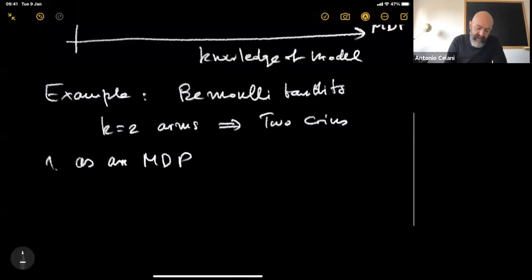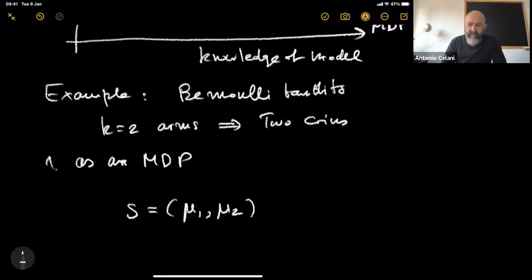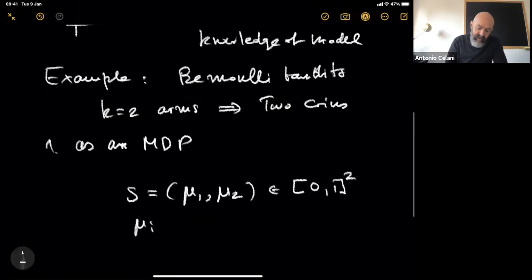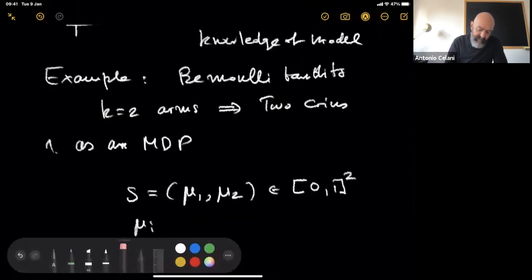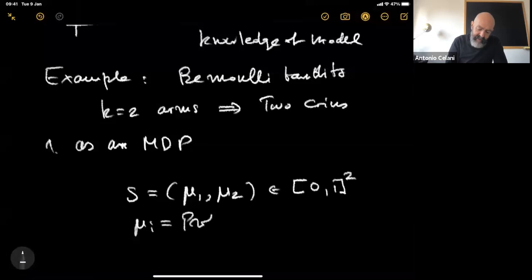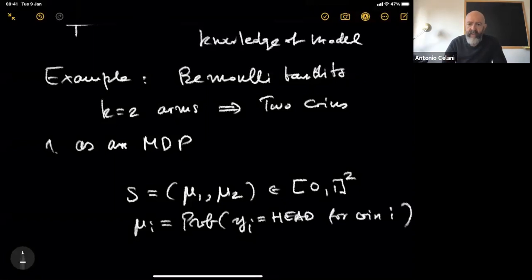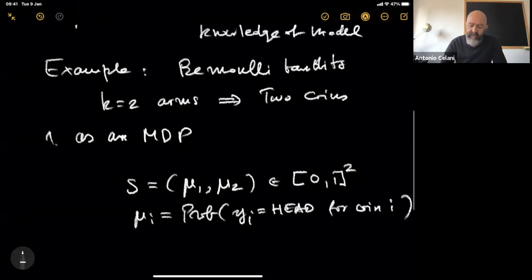And in this simple setting, the state is a pair of numbers, mu1 and mu2, which are probabilities. Let me be explicit, more formally: mu i is equal to the probability that when I toss the coin i, the observation y i is head for coin i. Okay, and the two coins are assumed to be independent as always. Okay, so these numbers are in the square.